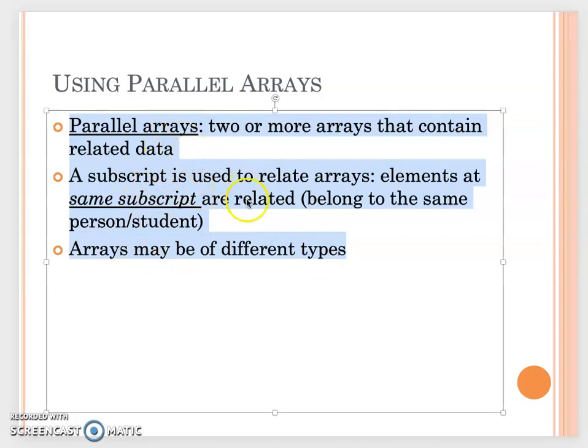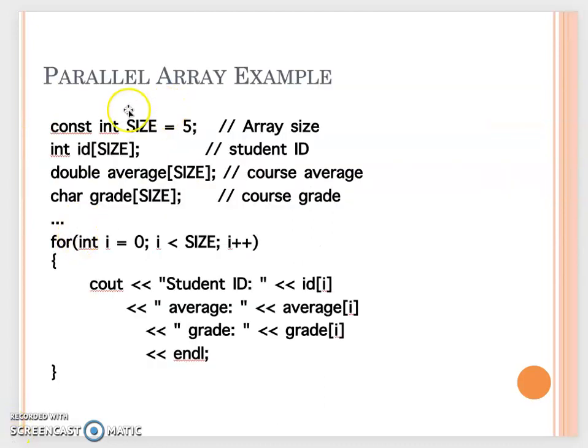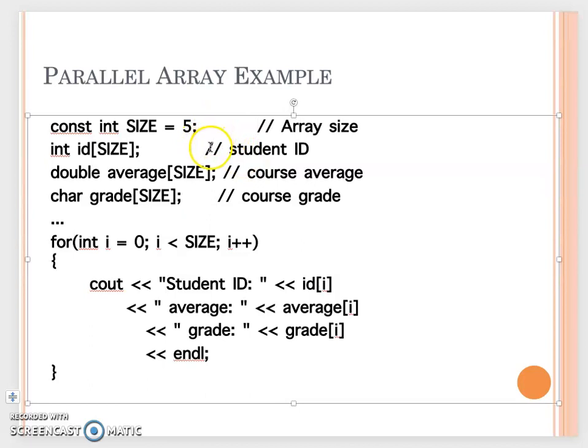But now, if we want to have multiple data belonging to the same person or student, or in our example, an employee, you will see we will create multiple arrays. We use the same index or subscript to relate the data. So let's see one example like I told you earlier. I have 5 students, for example, in the class.